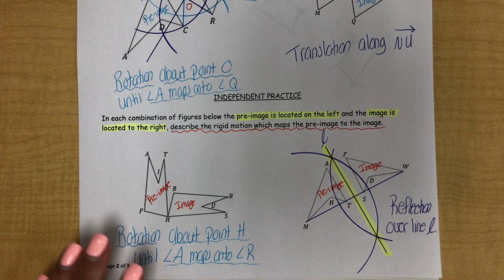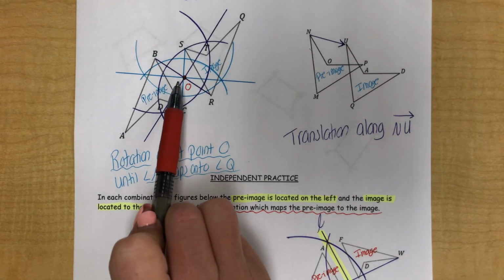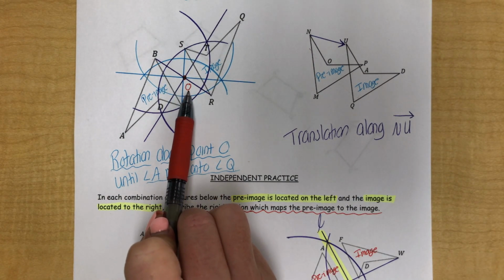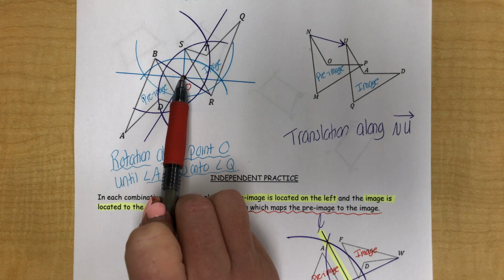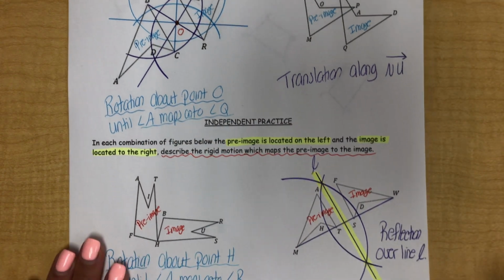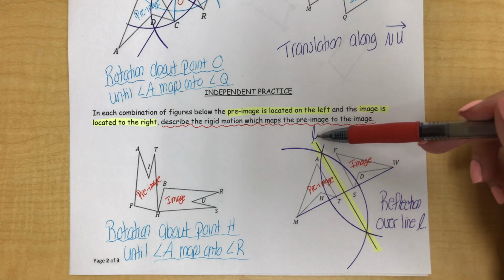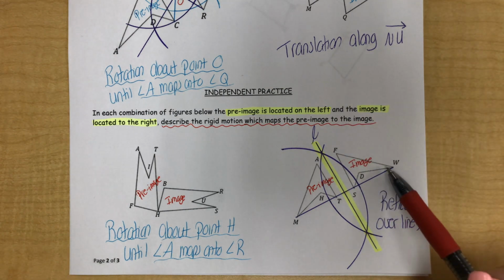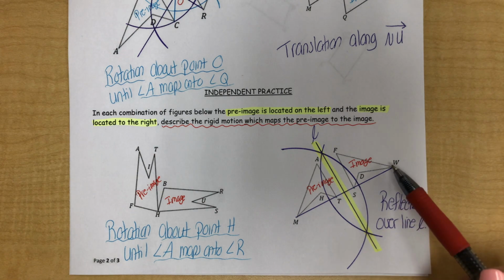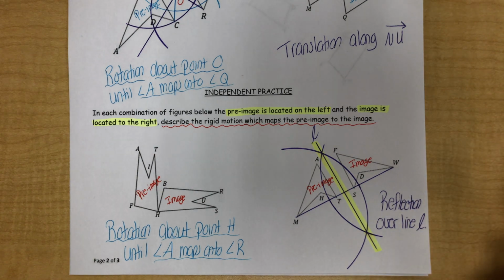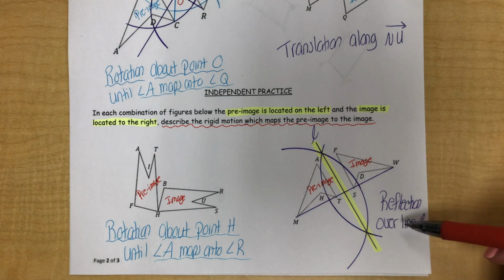All right, just like in a rotation, once you find the center, I need to label it because this is something that I'm creating here. I labeled that as O. Down below, it's the same thing. I had to label this line with a letter. I just chose to label it L. I see that L isn't in the problem anywhere, so I'm good to go. So it's a reflection over line L.